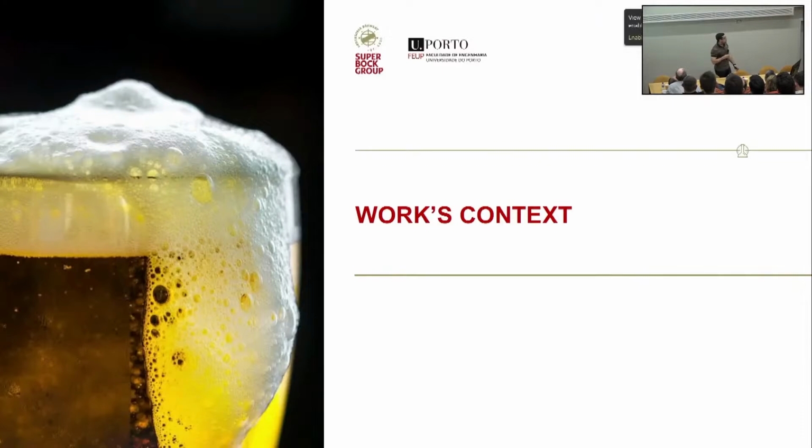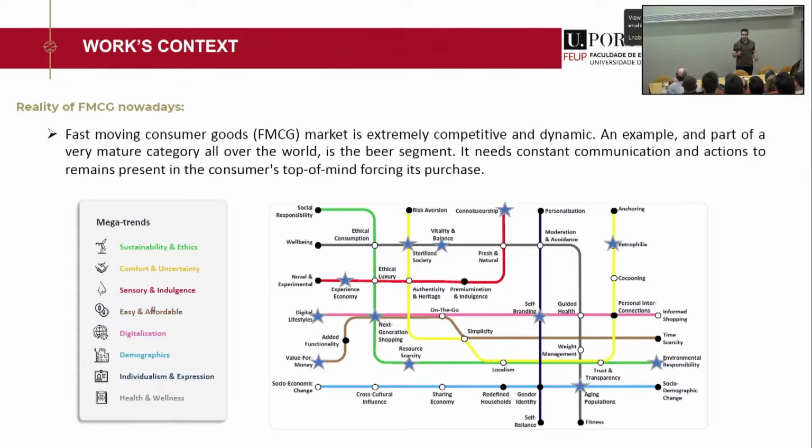Fast-moving consumer goods is a very extreme market, very volatile and in constant shaping. So it's very difficult to operate in this kind of market, and producing insights is key to keep on top of our performance. And this is kind of a roadmap that we use in Superbock if you want to send some innovation into the market. It's a very complicated thing to navigate through.